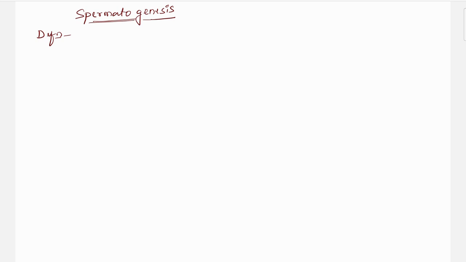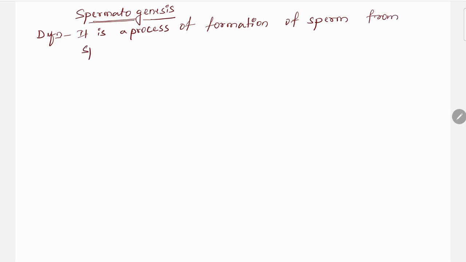So what is the definition? It is a process of formation of sperm from what? From spermatogonia.